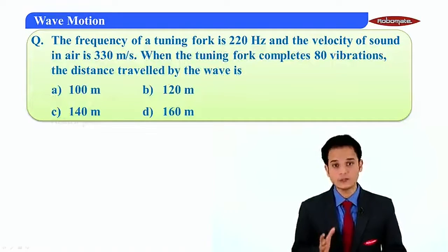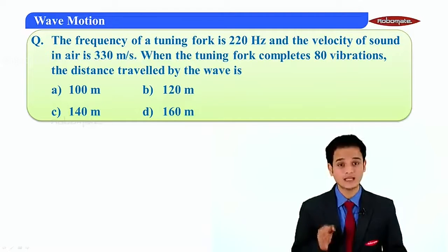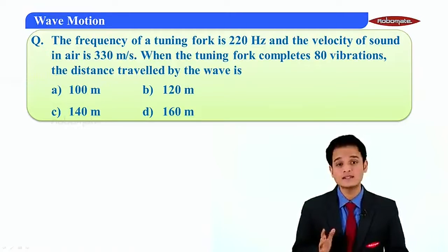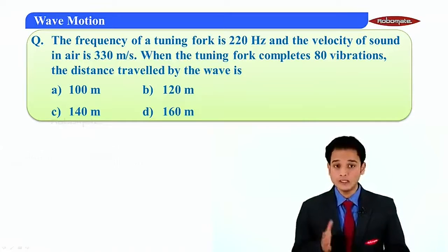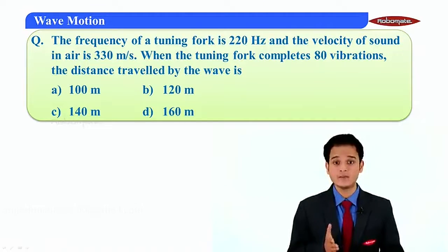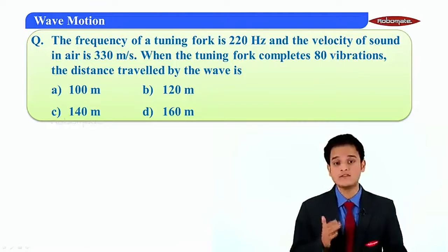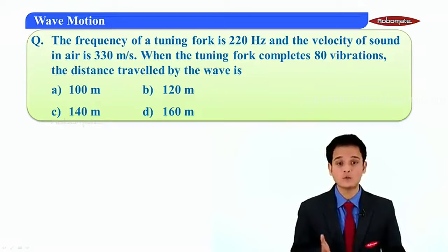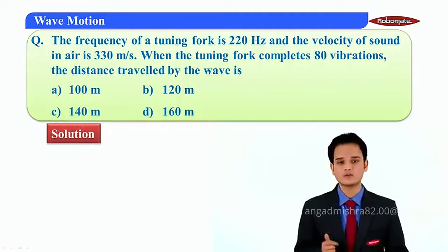The frequency of a tuning fork is 220 Hz and the velocity of sound in air is 330 meters per second. When the tuning fork completes 80 vibrations, the distance traveled by the wave is option A 100 meters, option B 120 meters, option C is 140 meters and option D is 160 meters. Let us have a look at the solution, students.